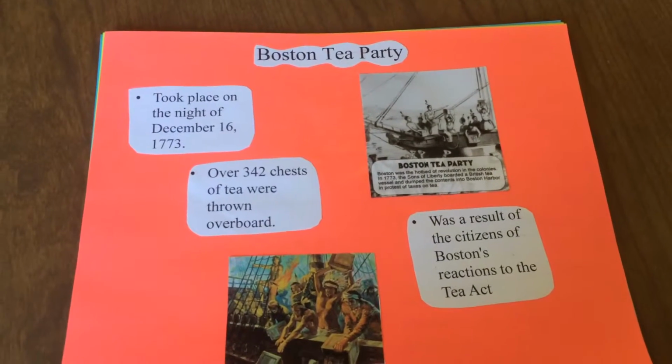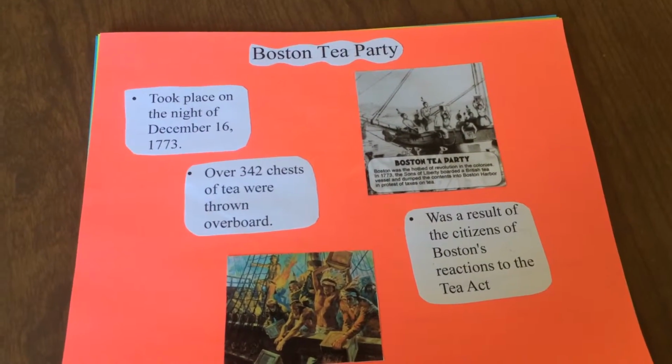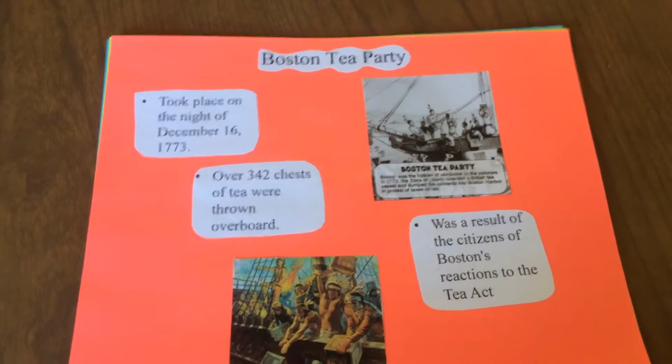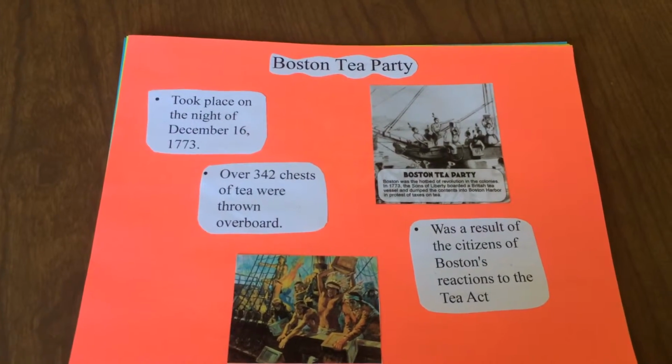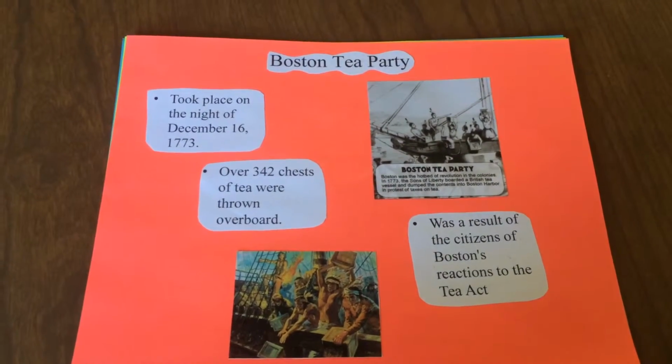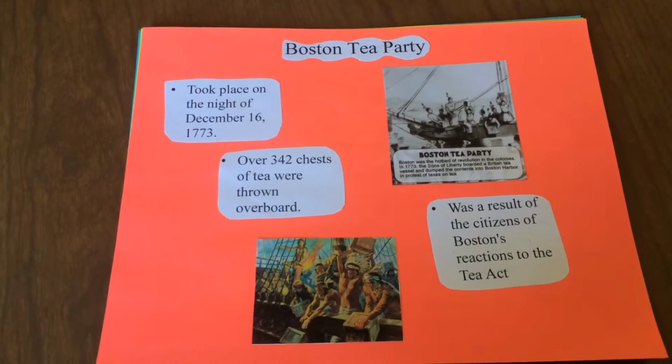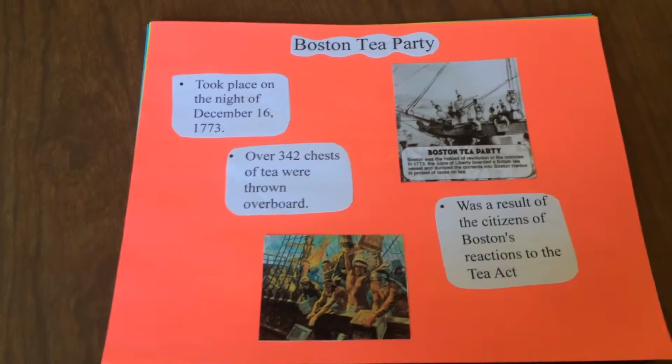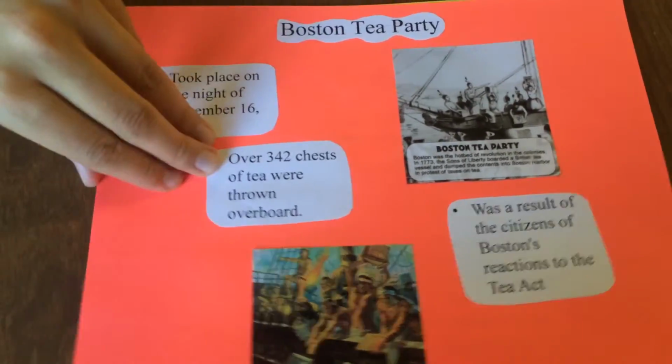The Boston Tea Party was a response from the colonists to the Tea Act. On the night of December 16, 1773, Samuel Adams and the Sons of Liberty boarded 3 ships in the Boston harbor dressed like Indians and threw 342 chests of tea overboard.